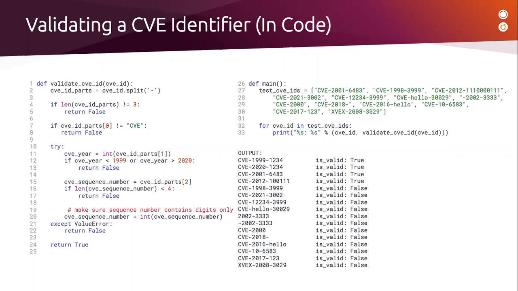And so on the right, you can see all the funky things that are kind of CVE IDs that I've plugged into this, right? You have hello for a year. I have things from 1998, something from 2021, right? And the function decides whether or not it thinks those things are valid. Okay, so 23 lines of Python code, and we can do this.